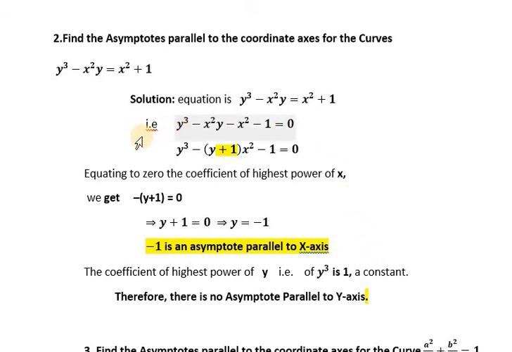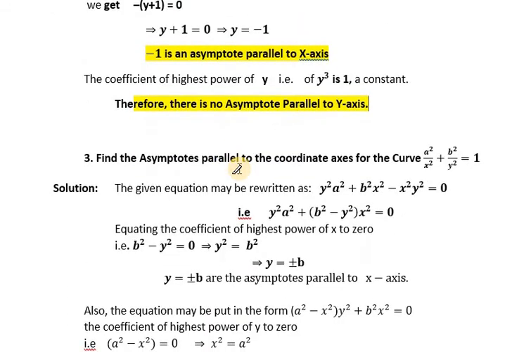Now coming to the highest powers of y. So that is y cube. What is the coefficient of y cube? 1. So it is a constant. Y cube's coefficient is 1. It is a constant. Therefore, there is no asymptote parallel to y-axis. See, since the y cube's coefficient is 1, it is a constant. So it has no asymptotes parallel to y-axis. One more problem we will work out.